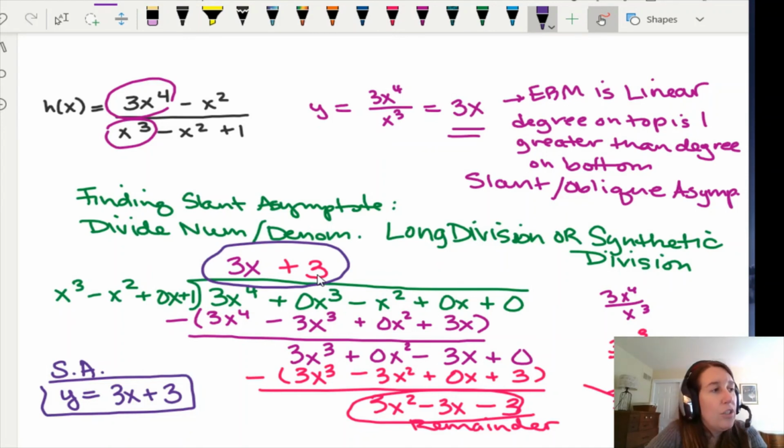And second thing to notice is you don't need the remainder. And that's because if you did use the remainder, you would actually just be talking about the original function, wouldn't you? Right? 3x to the fourth minus x squared divided by this thing is literally 3x plus 3 plus this remainder. So when we leave off the remainder, that's when we're talking about the slant asymptote, because it's the line that the graph approaches. It's not the graph itself, it's the line that the graph approaches.